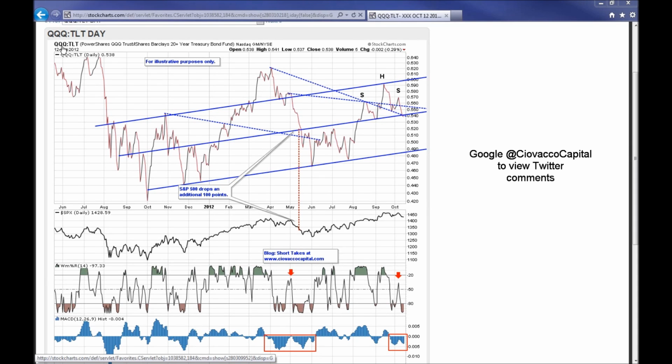This is a daily chart of tech risk on divided by treasuries risk off. These are parallel trend lines here. Here's your April 1st to May 1st peaking process. The correction lasts from roughly April 1st all the way until June 1st. You'll notice the ratio broke below this trend line here, and that's where the acceleration started in the S&P 500. From this point here to this point here, the S&P 500 lost an additional 100 points.